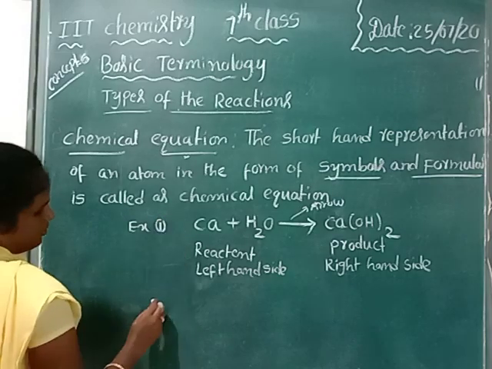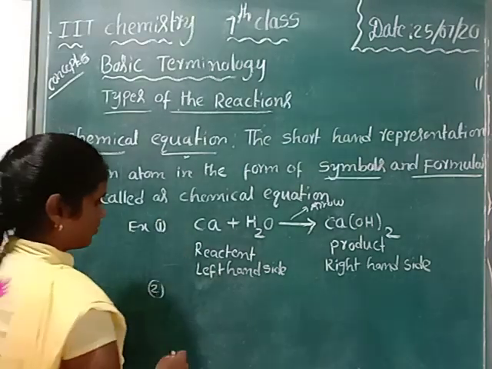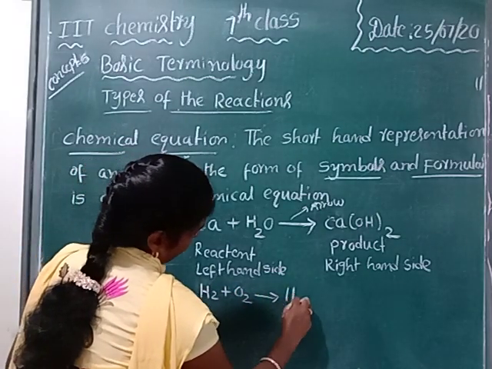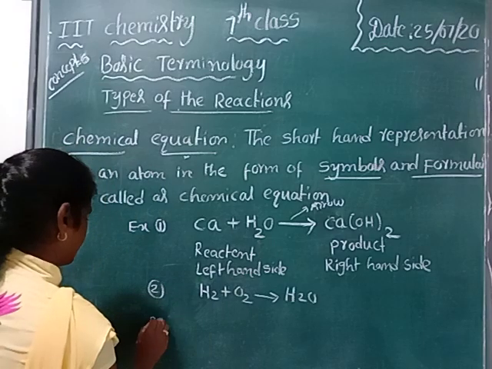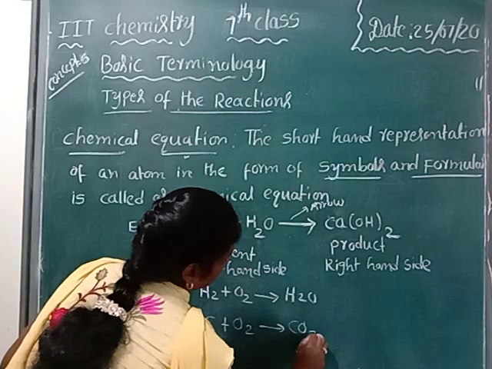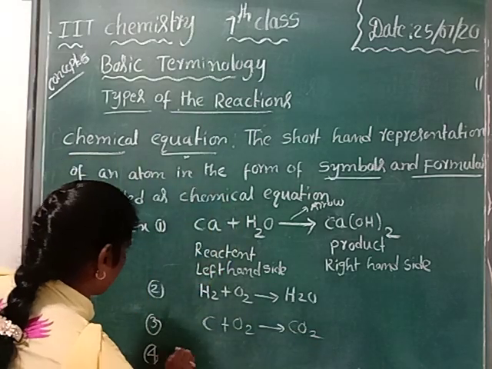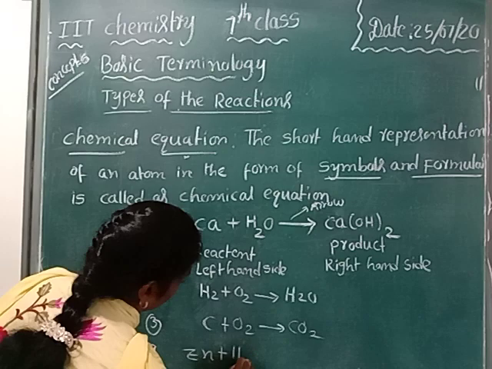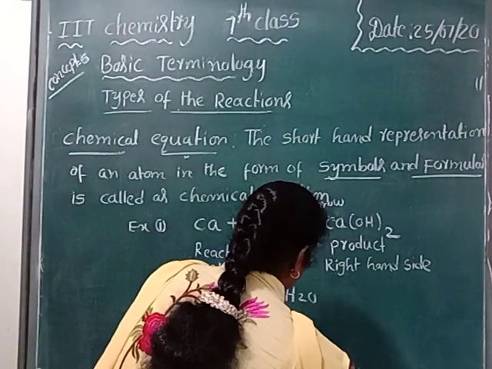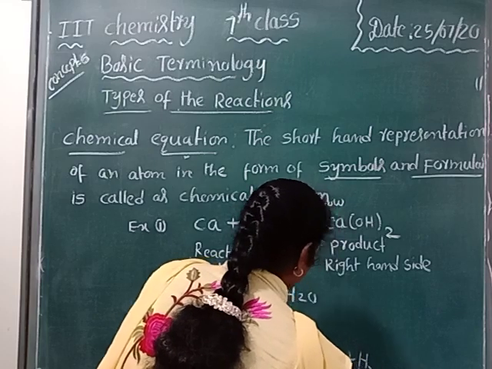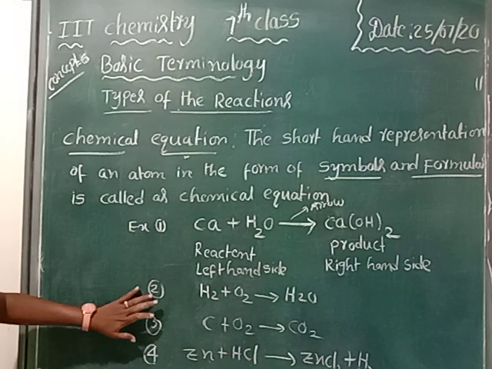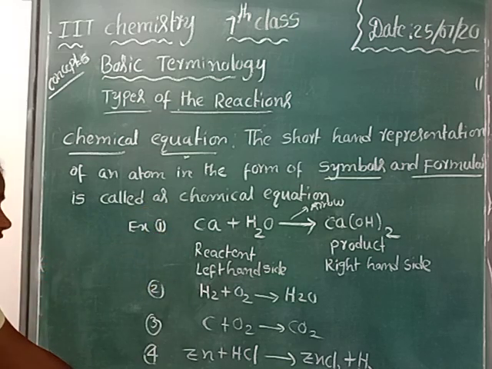This is example 1. Any simple example: H2 plus O2 gives rise to H2O. Next example, C plus O2 gives rise to CO2. So many examples we have. For example, zinc reacts with hydrochloric acid to form zinc chloride plus H2. Those all are reactions. Equation or reaction, no problem. Those all are chemical equations.